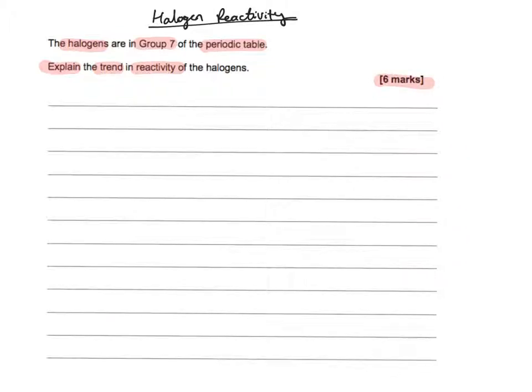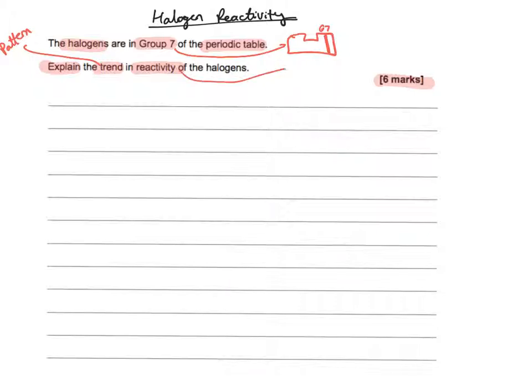That's the first thing I would do. The next thing I would do is make sure I'm really clear with what the question's trying to ask me, okay? So I'm happy with this idea that this is group 7. So if I look at the periodic table, I'm looking at group 7, which is this column here, okay? The word trend means pattern, okay? So what's the pattern in reactivity of the halogens here?